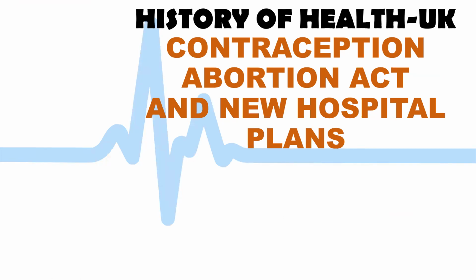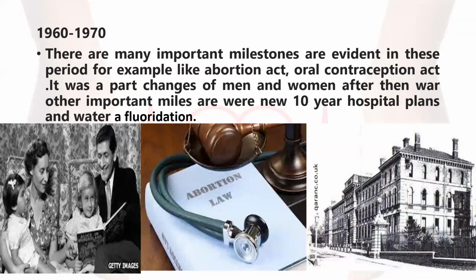So my topic is the history of health in the UK. I'm going to focus on important points like the Contraception Act, the Abortion Act and the new hospital plan, and how that development took place. I'm going to do a storyboard on this topic. So how will the storyboard start? First you have to do an introduction, and in the introduction you also have to add images.